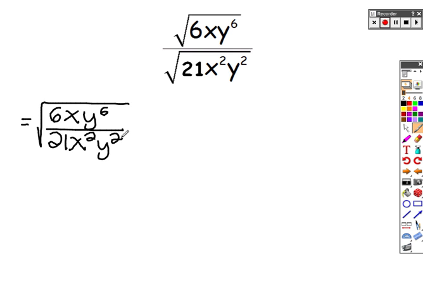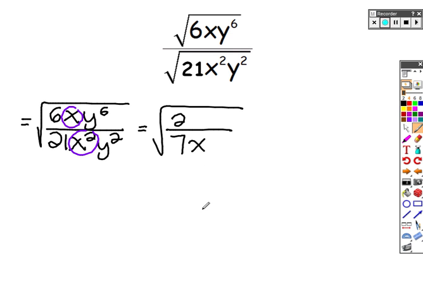And at this point, I'm going to clean up that inside a little bit. So let's see, okay, I have 2 x's in the denominator, 1 in the numerator. So 1x in the denominator should cancel with 1x in the numerator. Also, let's clean up that 6 over 21. So 3 goes into 6 twice. 3 goes into 21 7 times. 1x cancels in the numerator and the denominator. And if you look at my y terms, I've got 6 y's in the numerator, 2 y's in the denominator. 2 would cancel, leaving you with y to the 4th in the numerator.